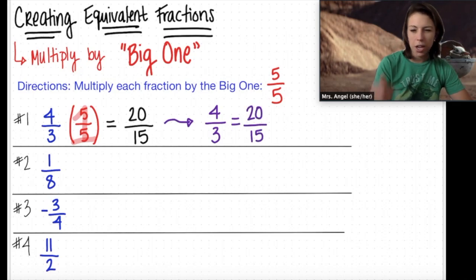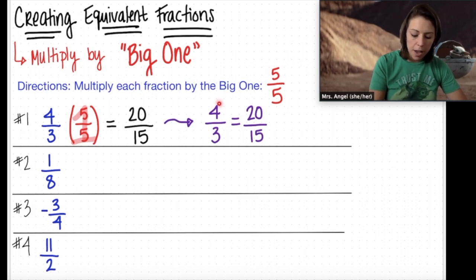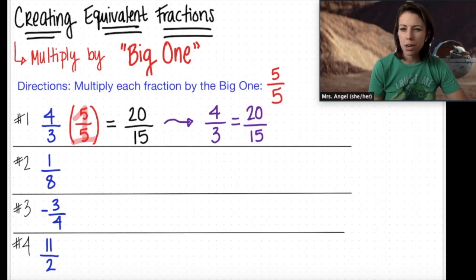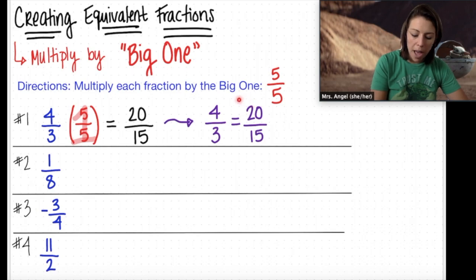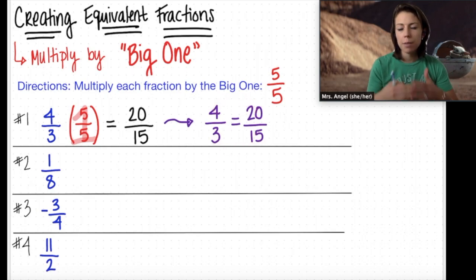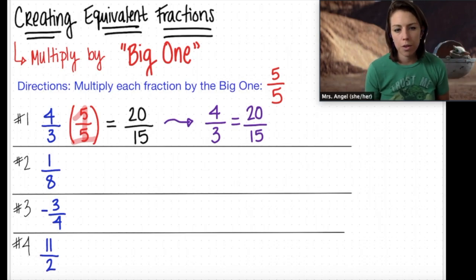Here's how you can check your work. Notice how 4 is greater than 3, and 20 is still greater than 15. That kind of shows that we probably did our work correctly. And if I were to go backwards, 4 goes into 20 5 times, and 3 goes into 15 5 times. So these are what we would call equivalent.